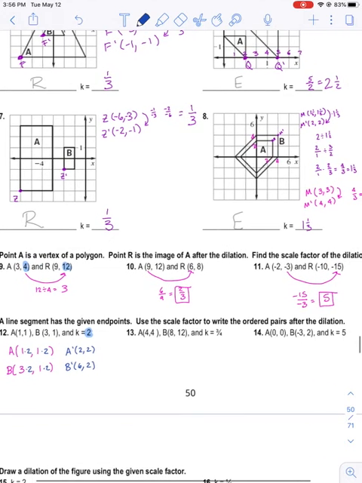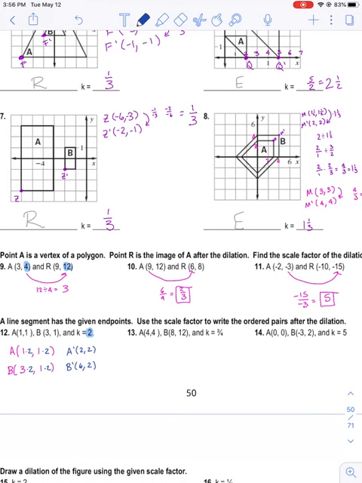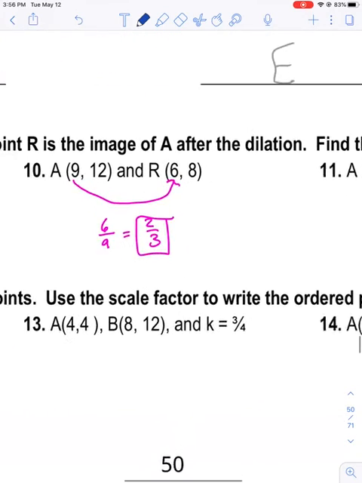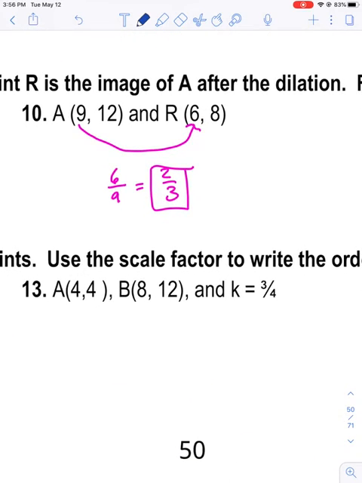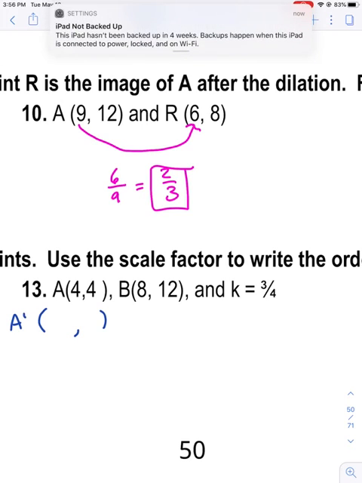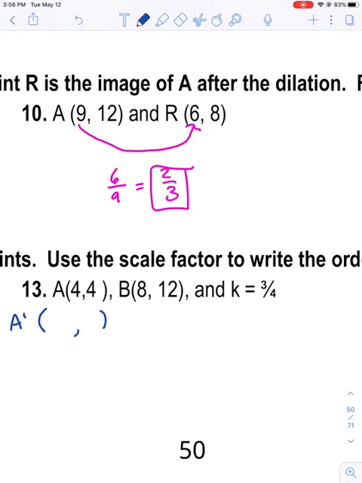If you need to redo 13 and 14, you can go ahead and do that. Pause the video. If not, I'll keep going over them. So to multiply something by 3/4, you divide it by 4, then multiply by 3. So A prime is going to end up being, so 4 divided by 4 is 1, times 3 is 3, and they're both 4s, so those are the same. B prime, 8 divided by 4 is 2, times 3 is 6. 12 divided by 4 is 3, times 3 is 9.